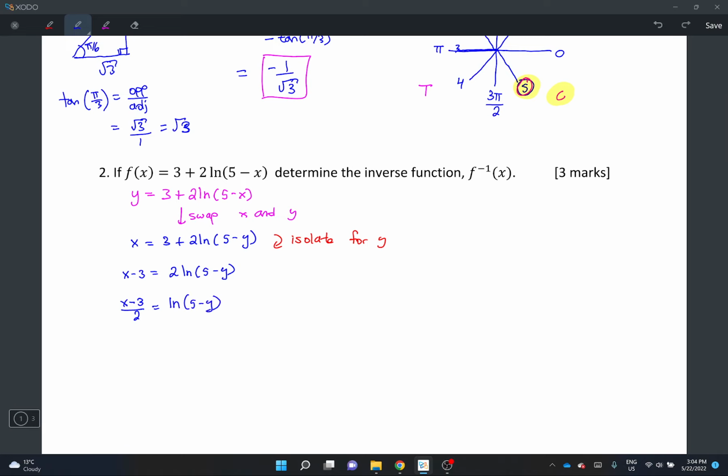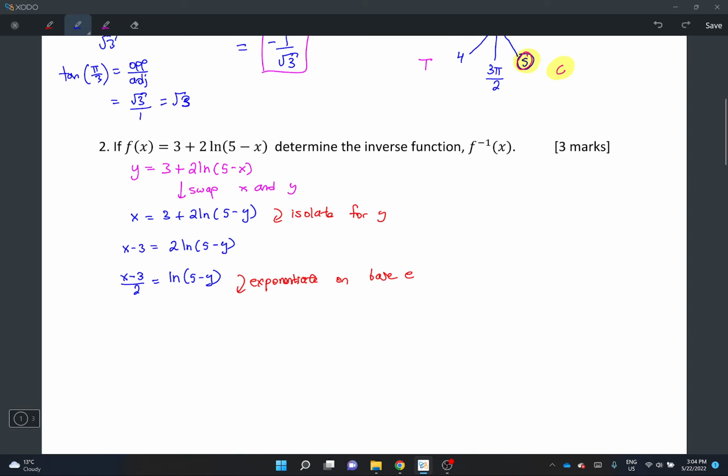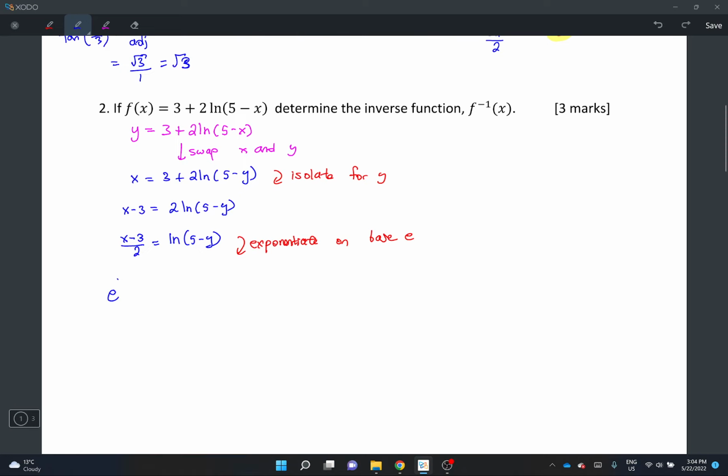Okay, the next step, I'm going to exponentiate. I'm going to raise both sides as powers on a base of e. So exponentiate on base e. I'm choosing a base of e because the cancellation law will allow me to get rid of the log if I use that base. So e to the power of x minus 3 all over 2 is equal to e to the ln of 5 minus y. E and ln cancel. It's the cancellation law. Okay, so we have e to the x minus 3 all divided by 2 is equal to 5 minus y.